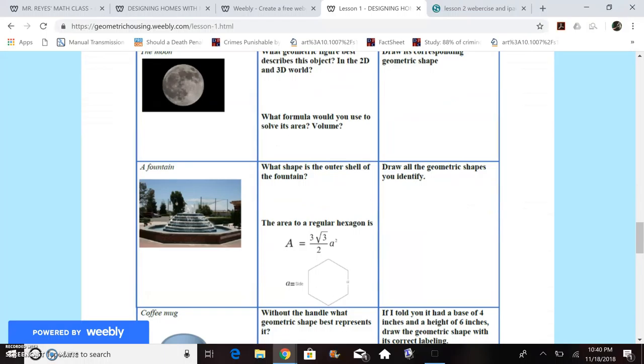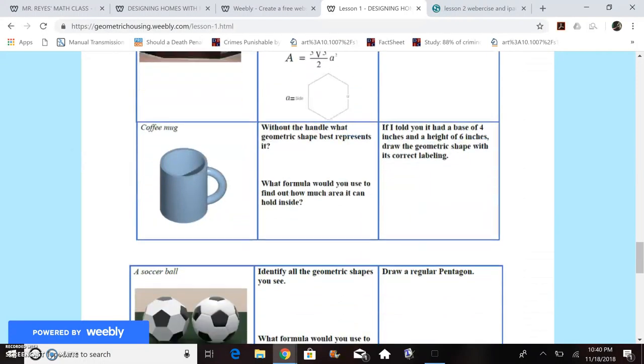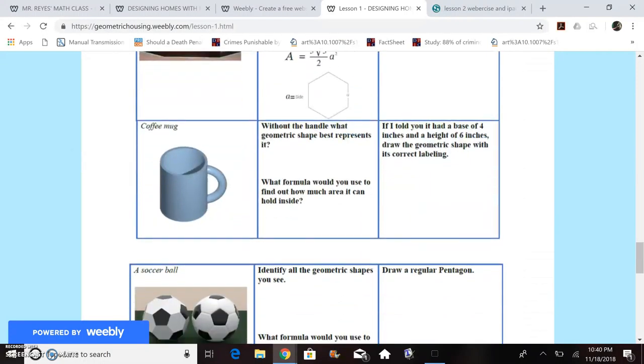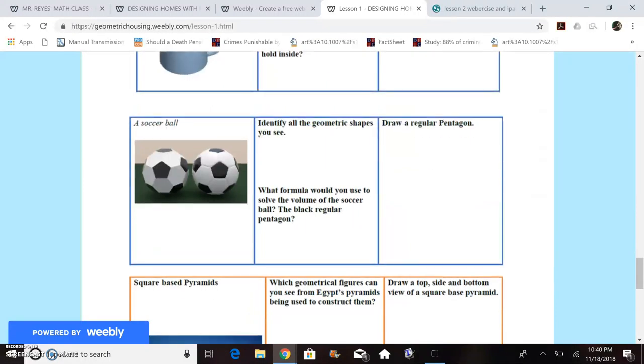And a fountain. This one is a little bit more challenging because it expresses different geometric figures at once. The coffee mug is another daily-life-like object, which will resemble a cylinder. The soccer ball here resembles plenty of geometric figures. One is the regular pentagon and the regular hexagon. Although we will not see their corresponding three-dimensional figures, we will see their two-dimensional figure.